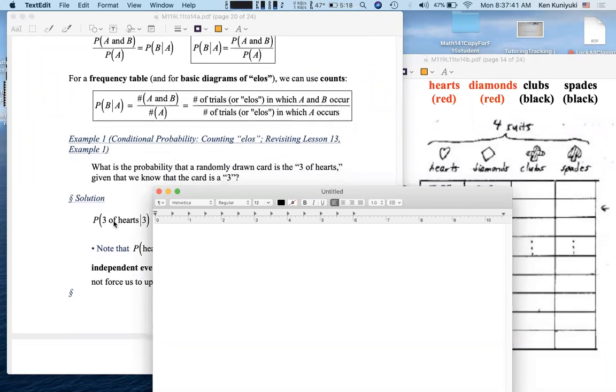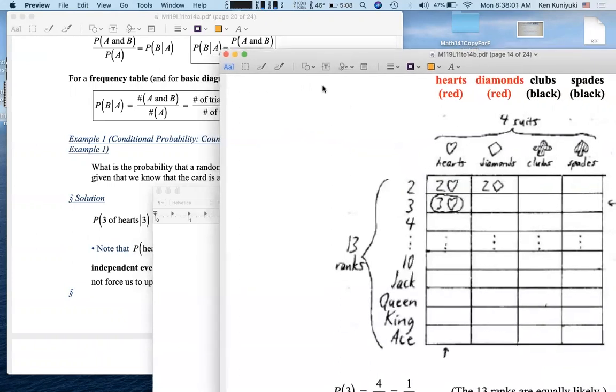So in example 1 down here, what is the probability that a randomly drawn card is the 3 of hearts, given that, or conditioned on the fact that we know that the card is a 3? In other words, what is the probability of getting a 3 of hearts given that the card is a 3? So let's say that you draw a card from a deck. You don't look at it, but I do. And we ask, what's the probability that this card is the 3 of hearts?